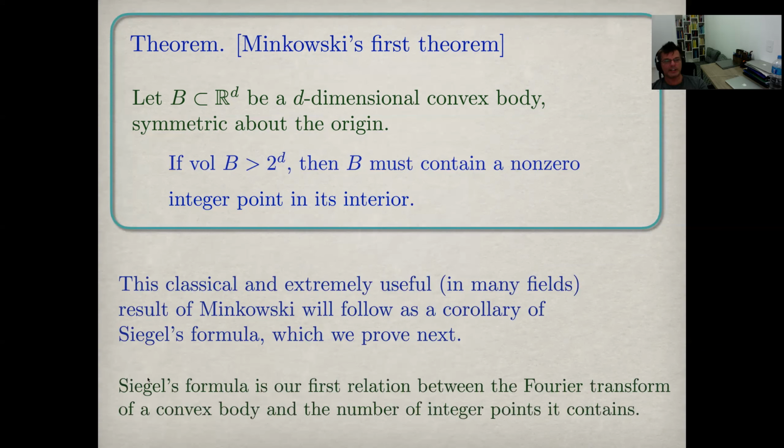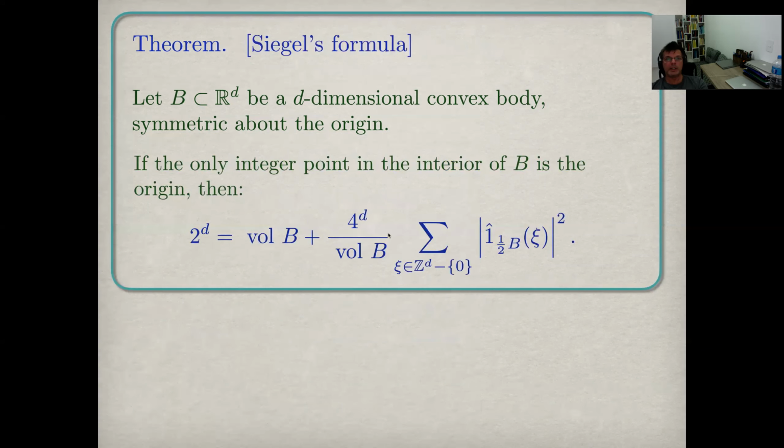But in any case, Siegel's formula is our first relation between the Fourier transform of a convex body and the number of integer points it contains. Here's Siegel's formula, of which a quick corollary will be Minkowski's theorem. Let's see what it says. Let B be a d-dimensional convex body, again, symmetric about the origin. If the only integer point in the interior of B is the origin, then we have this identity, a wonderful, kind of incredible identity, really.